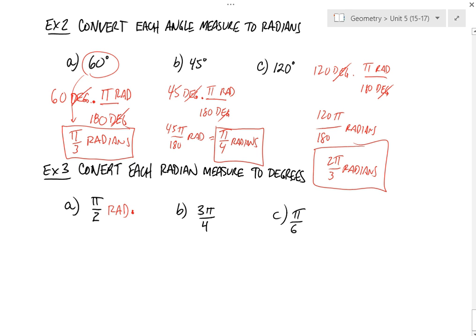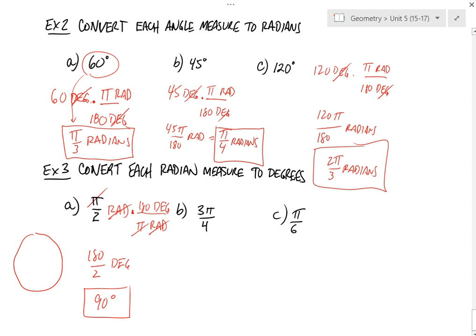Now I want to multiply by a fraction that's going to get rid of the radians. So we want radians in the bottom this time, and we want to convert that to degrees. So again, we know that pi radians is the same as 180 degrees. And so notice that the pi's cancel, the radians cancel, and I have 180 over 2 degrees. So 180 divided by 2, that is 90 degrees. So pi over 2 radians is the same as 90 degrees.